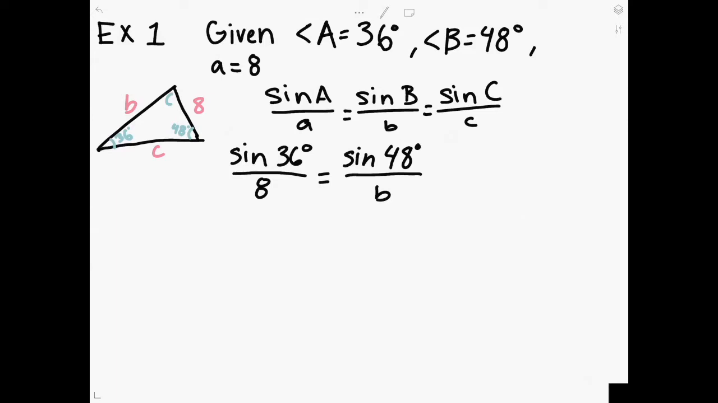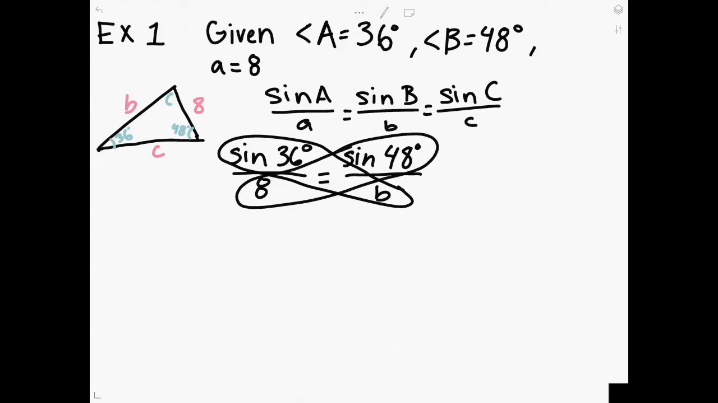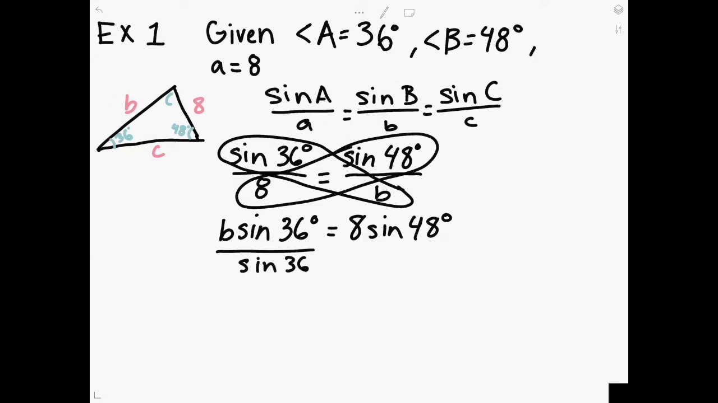What we are trying to do here is isolate the b variable so we can find out what b actually represents. The first step to isolate b is to cross multiply so we don't have to work with pesky denominators. If we cross multiply, we will get b times sine of 36 degrees equals 8 times sine of 48 degrees. From here, we must divide sine of 36 degrees out of both sides to fully isolate b.